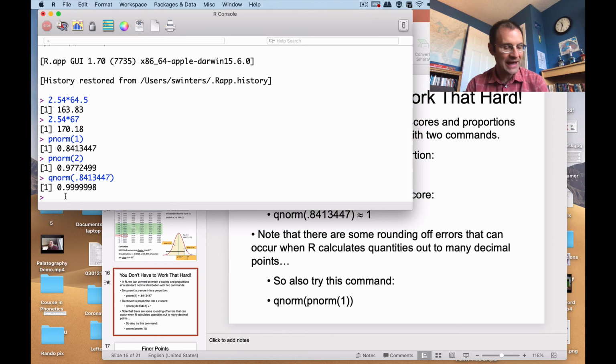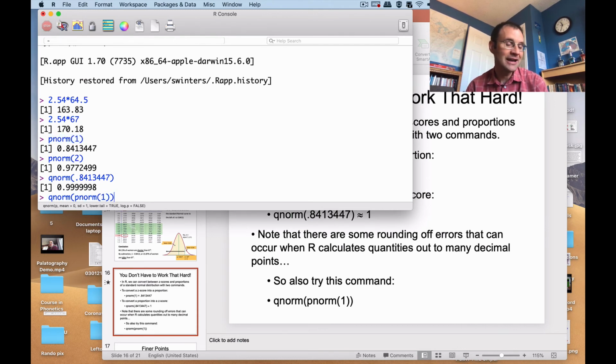If you want to get the exact right answer, you can do this nesting thing. Instead of copying all these numbers by hand, I can just take the output of this command here and plop it into the parentheses for qnorm.